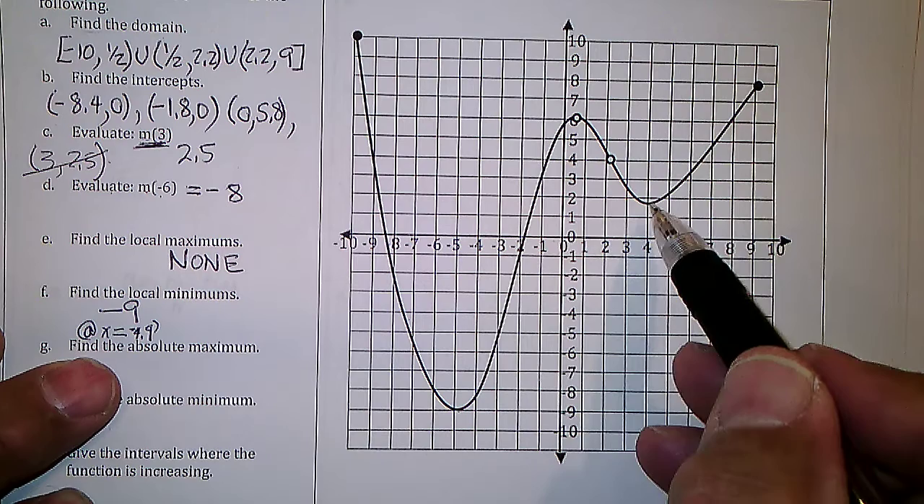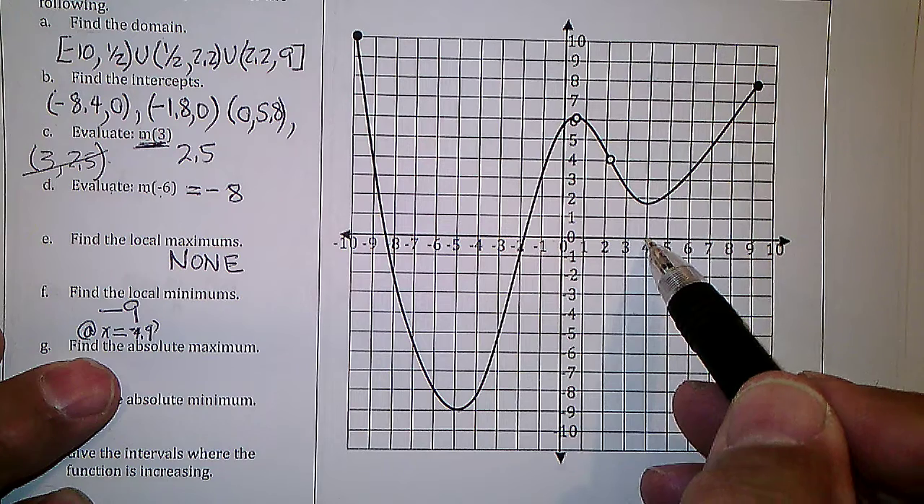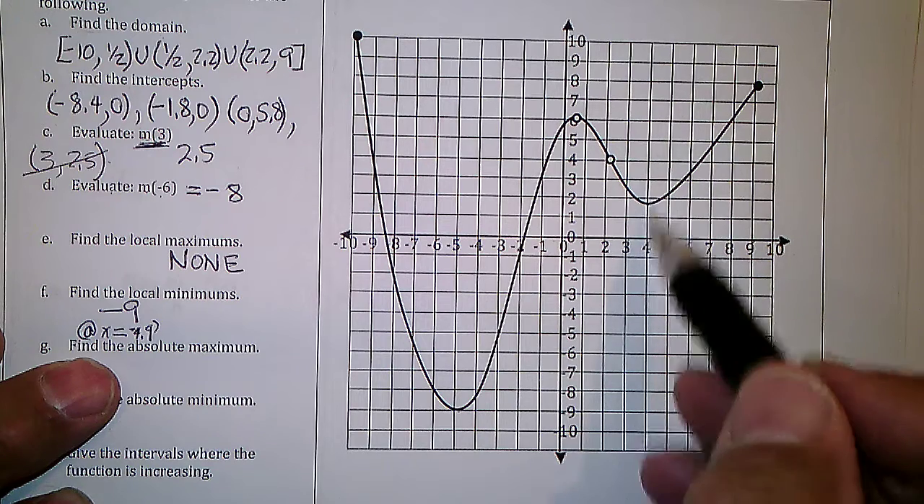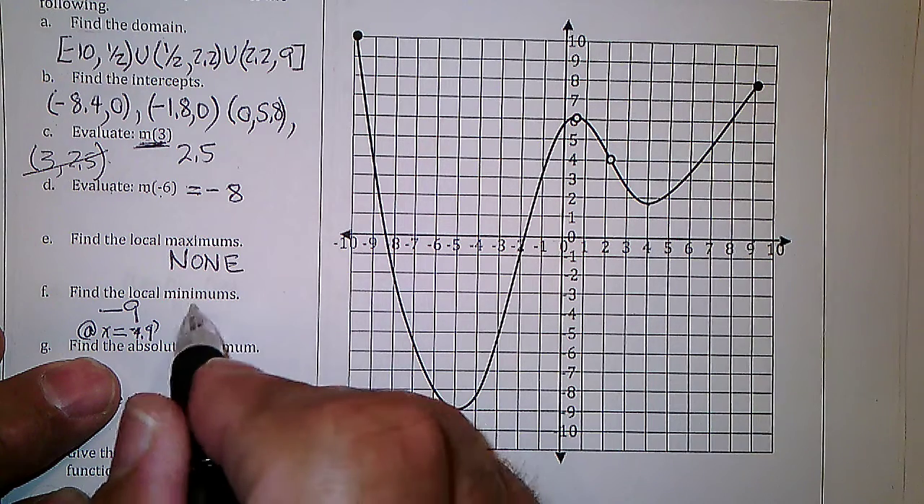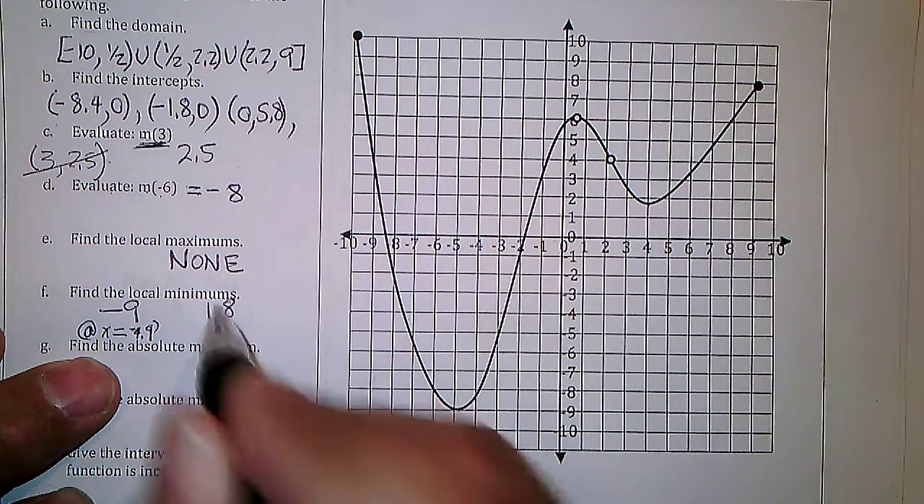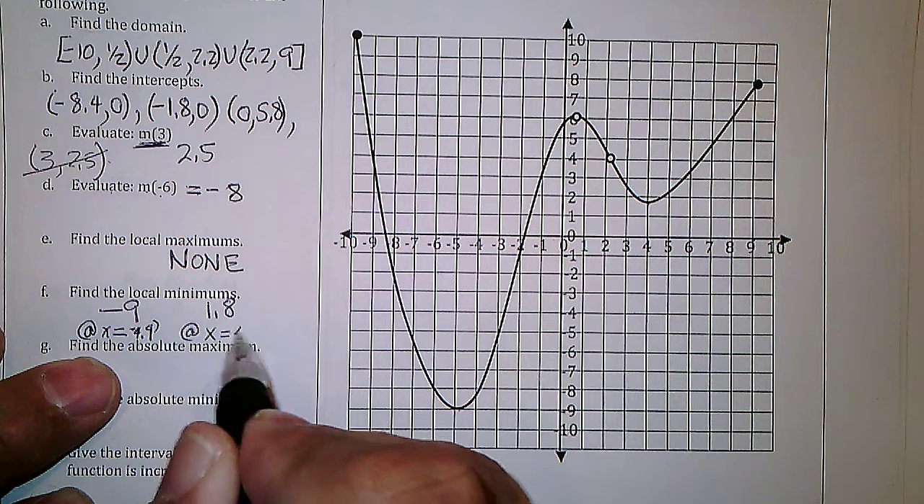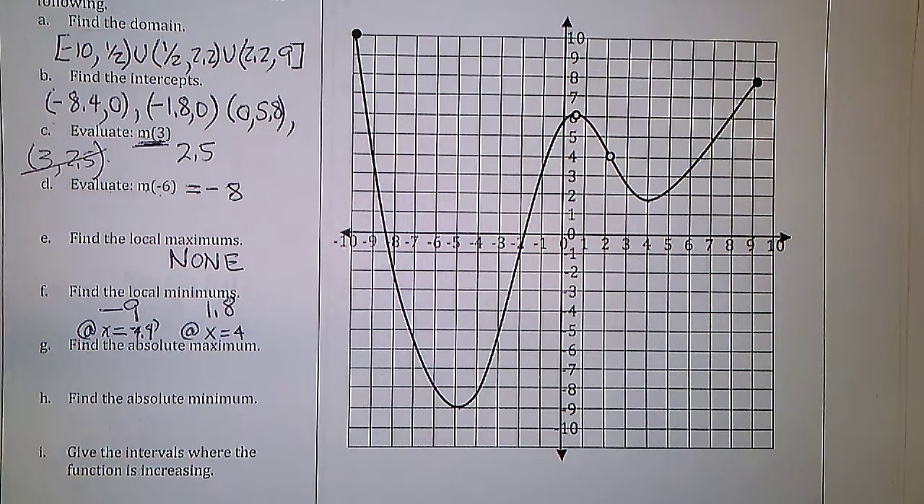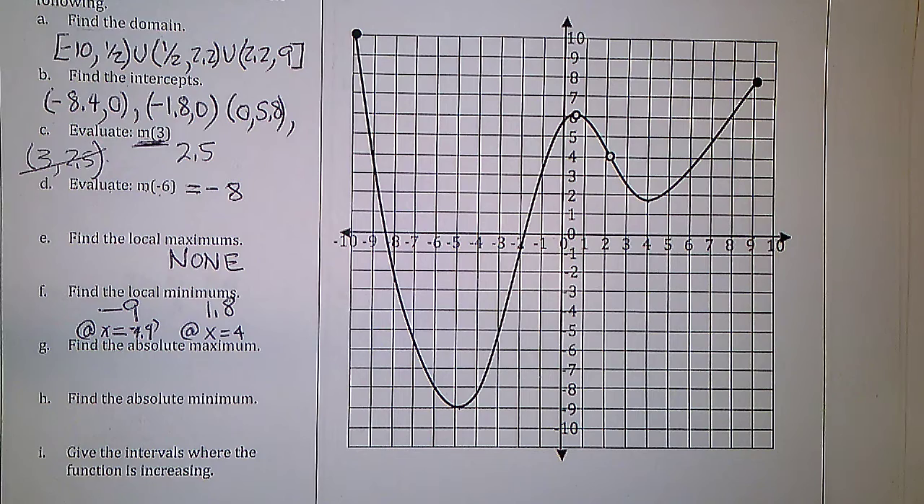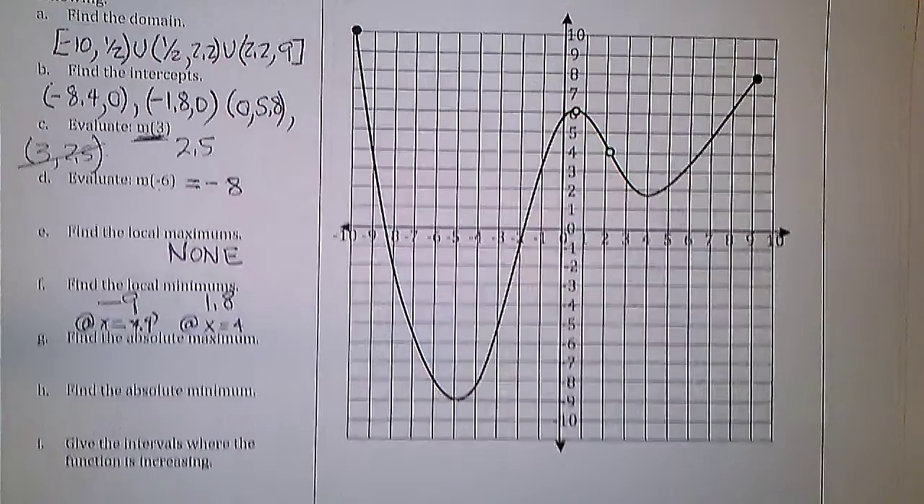And there's another local minimum at 4, but we want the minimum, which is a height of 1.8. If you wanted, you could say at x equal 4. But you don't need to. If you tell me the point, you're not telling me the local minimum value.